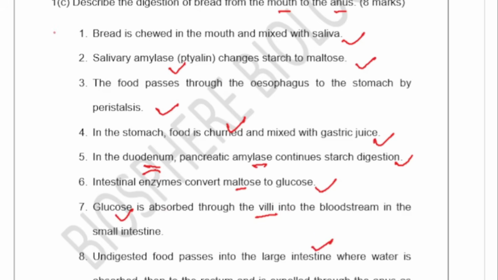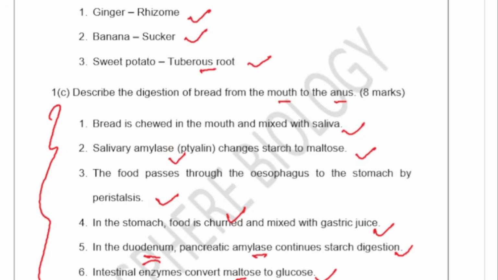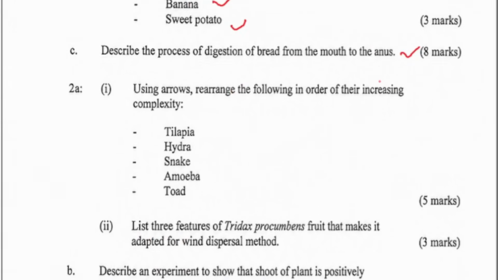So you want to take note of this. This is the process of complete digestion of any carbohydrate from the mouth to the anus. So you want to write that down. That's very, very important. Or pause and try to read to understand for yourself. Okay, moving on to the next question.